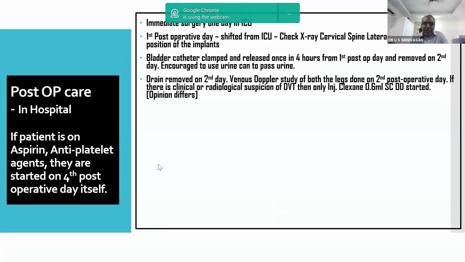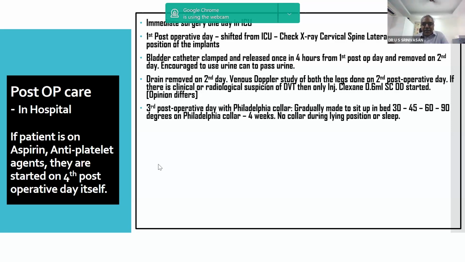Venous Doppler study I do on the second post-operative day. If there is clinical or radiological evidence of DVT, then I start Clexane. For a few cases I also start it, depending upon the situation. Opinion differs. On the third post-operative day, with a Philadelphia collar, gradually make the patient sit up 30, 45, 60, 90 degrees, which is given for 4 weeks. No collar during lying position.